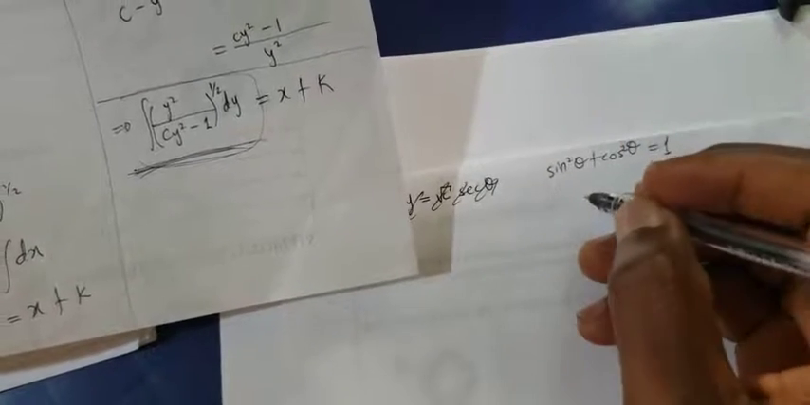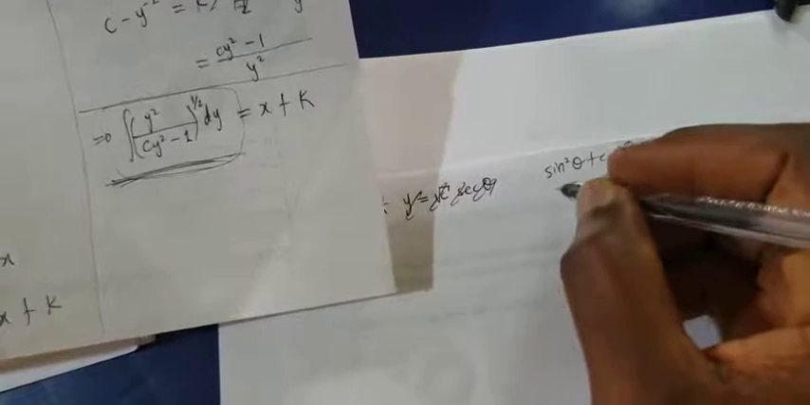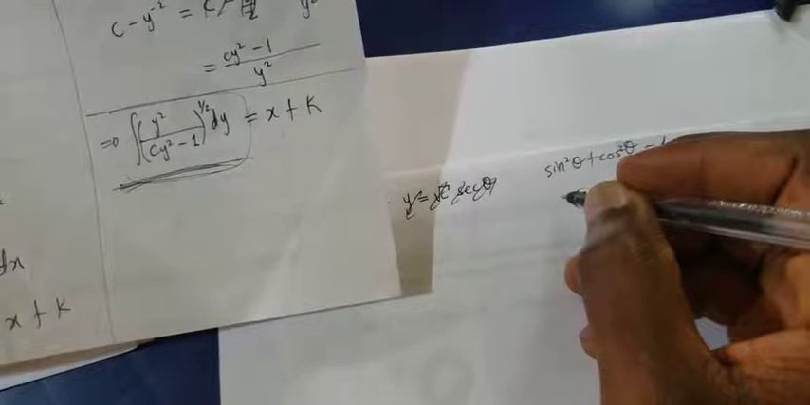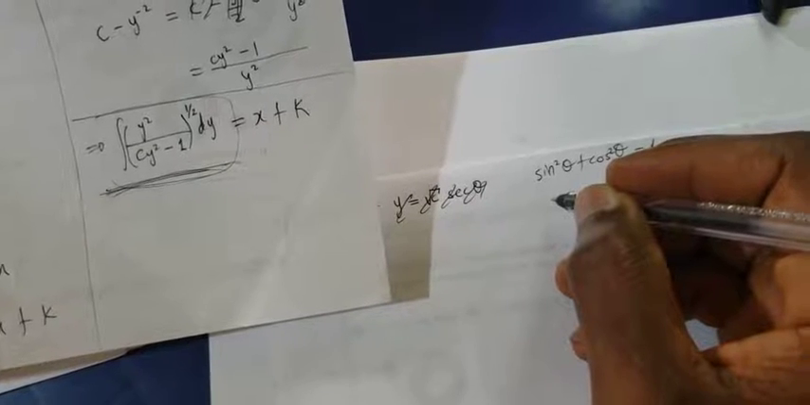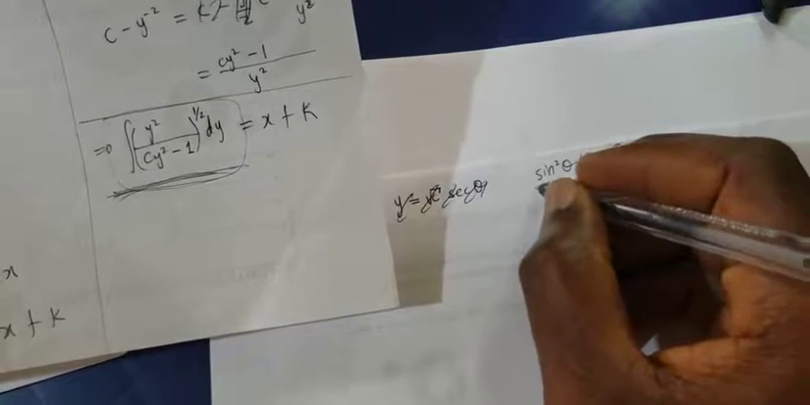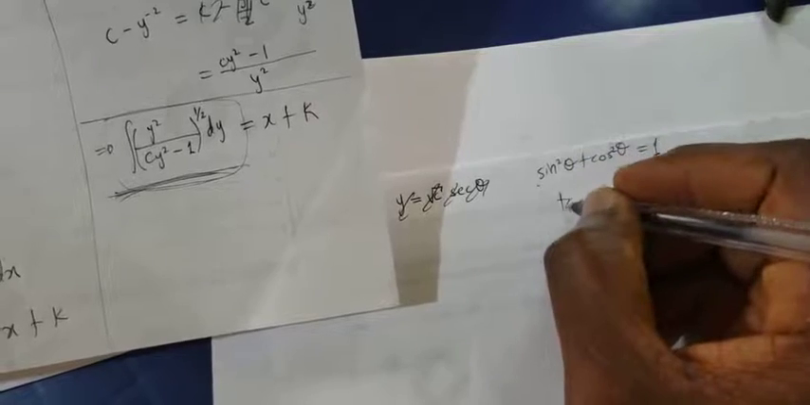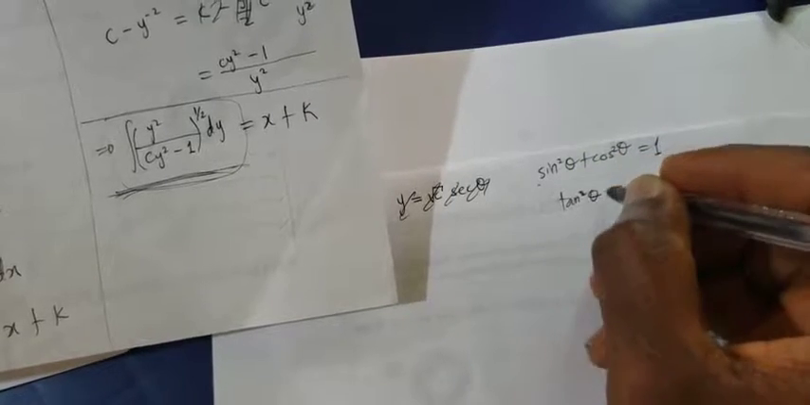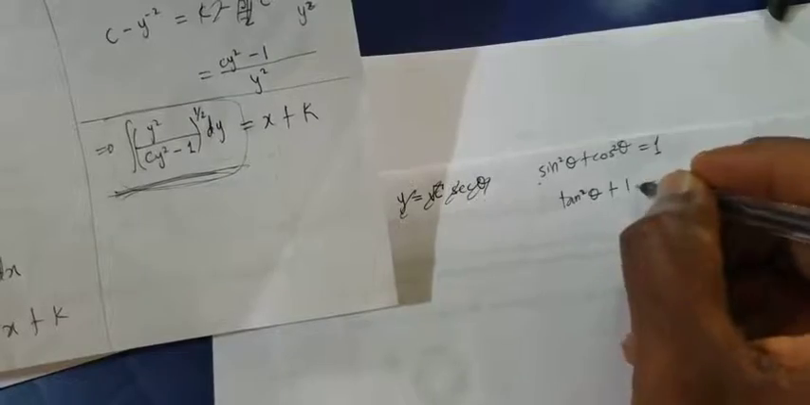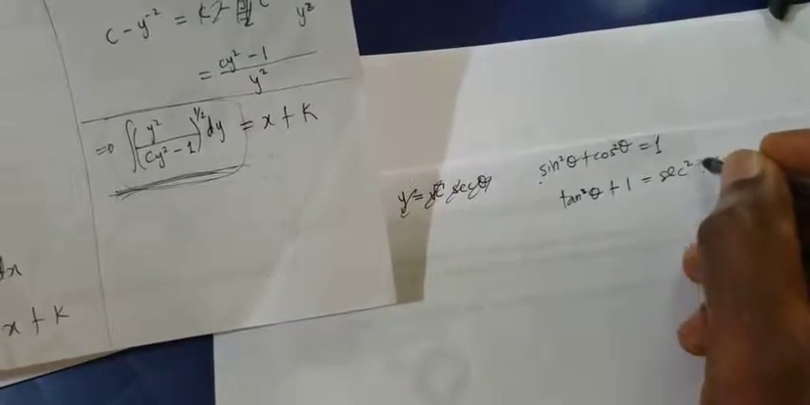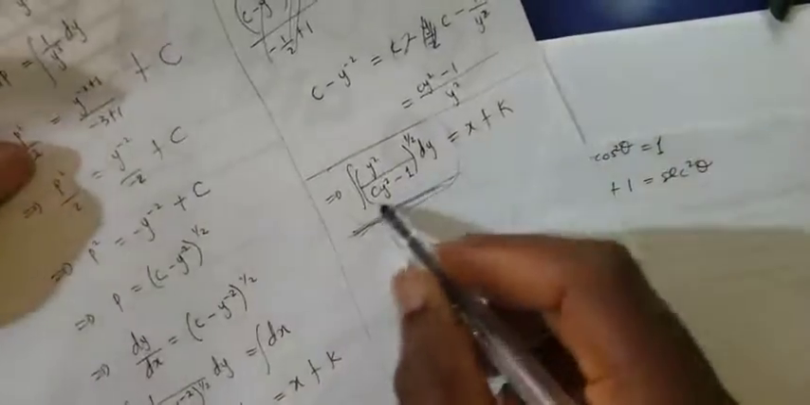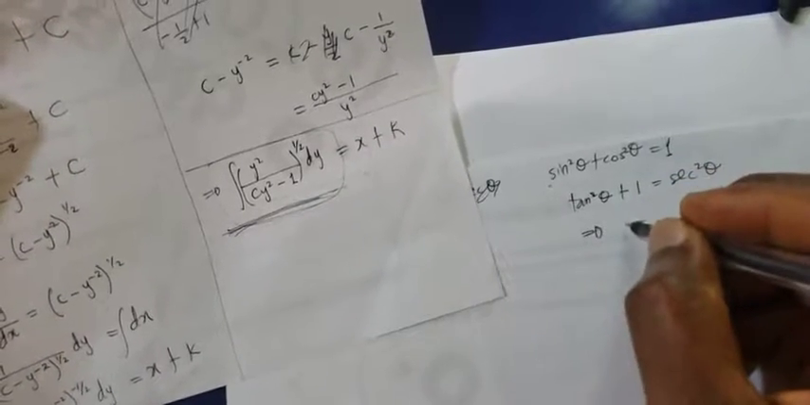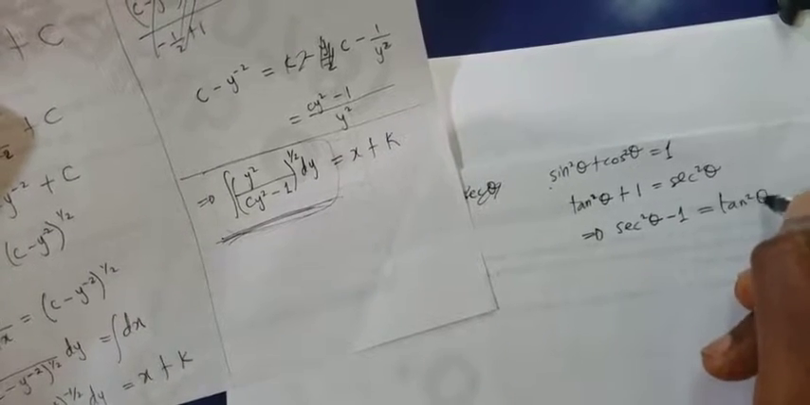So if you divide all through by cos square theta, you're going to have sine square theta over cos square theta, which is tan square theta, then cos square theta over cos square theta, that's 1, is equal to 1 over cos square theta, which is sec square theta. So because of this minus 1 I have here, I am looking forward to having something like sec square theta minus 1, so that I can equate it to tan square theta, okay, that denominator.